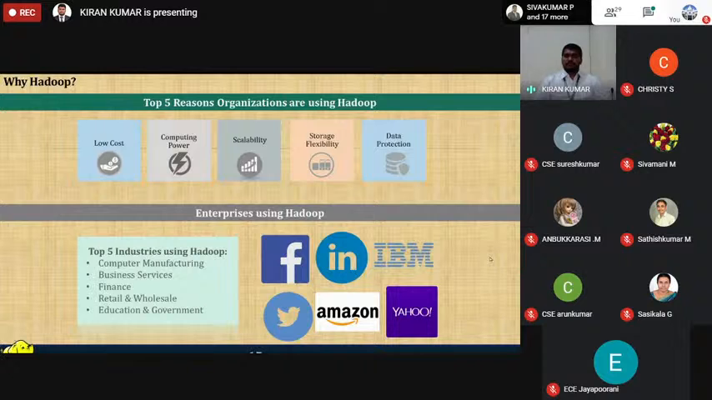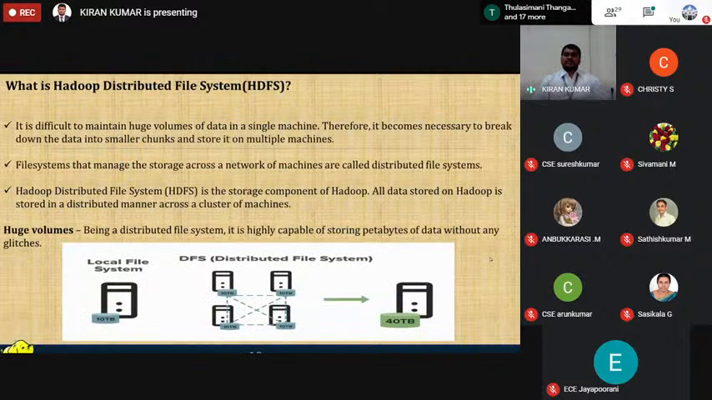So with this input, let us try to understand how exactly Hadoop is going to give all these benefits for us. Before I explain the architecture or the different nodes we have in Hadoop, let us try to understand the Hadoop distributed file system. What happens if I'm a user and I would like to store data in the Hadoop framework? It is difficult to maintain a huge amount of data in a single machine. We have understood the failure also. Therefore, it becomes necessary to break down the data into smaller chunks and store it on multiple machines.